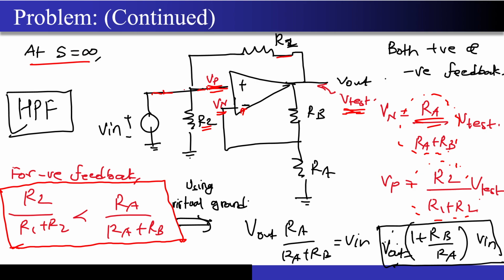And if you apply the principle of virtual ground, then what is this node become equal to? This is Vin first, right? And now after applying the virtual ground, this Vin will be replicated over here, correct? And now Vout into Ra upon Ra plus Rb, which is exactly equal to this voltage, this you have to equate to Vin, and your Vout will be nothing but 1 plus Rb by Ra into Vin. What does this expression represent? This is the gain of a non-inverting amplifier, right?